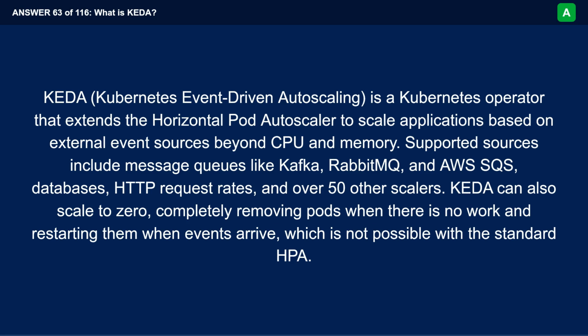Supported sources include message queues like Kafka, RabbitMQ, and AWS SQS, databases, HTTP request rates, and over 50 other scalers. KEDA can also scale to 0, completely removing pods when there is no work and restarting them when events arrive, which is not possible with the standard HPA.